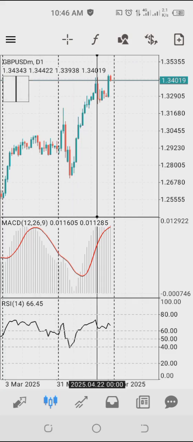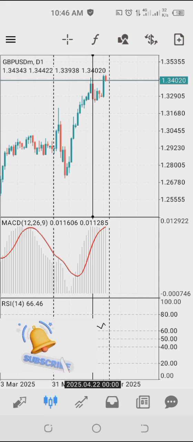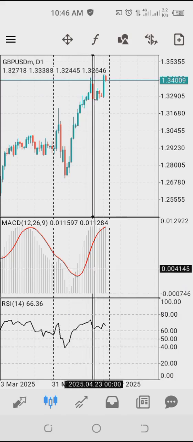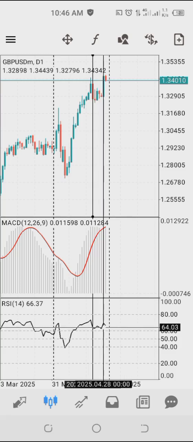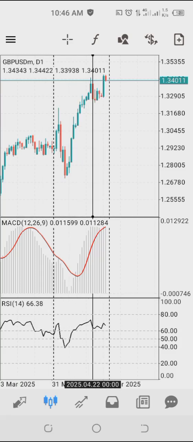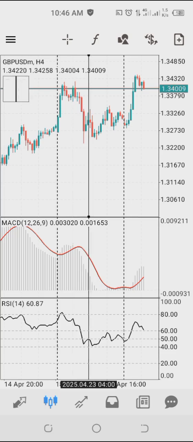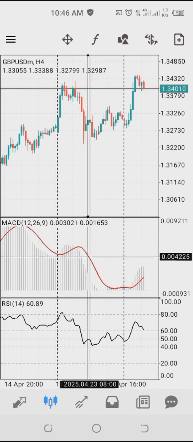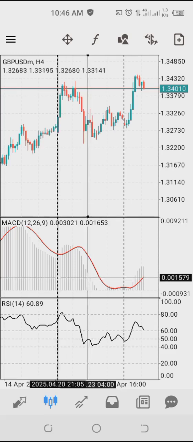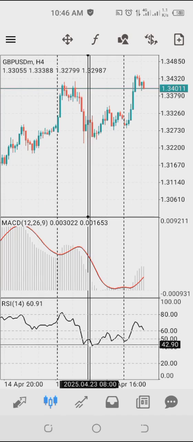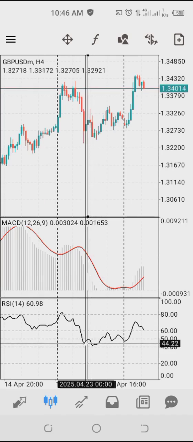For the daily time frame, remember the first thing is you need to have your MACD imprinted above the zero line. Then your relative strength index should be above level 50. So that's the first criteria. Now I'm going straight to the next time frame, the H4. Same story: we still have a MACD above the zero line, and you need to wait for your RSI to drop below level 50.